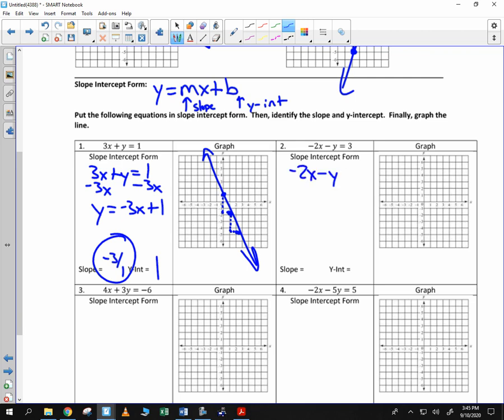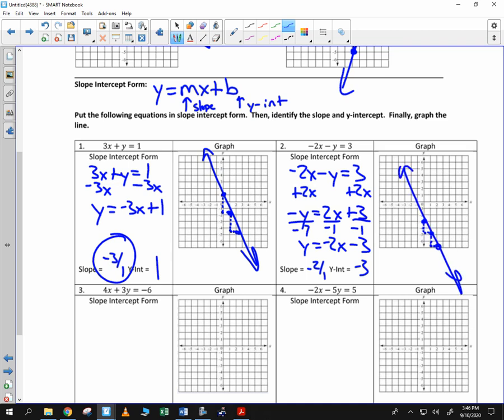-2x minus y is equal to 3. I'm going to add 2x to both sides. When I do, I get -y is equal to 2x plus 3. Divide by -1, and I get y is -2x minus 3. So the slope is -2 over 1, and the y-intercept is -3. I plot -3 on the y-axis. I go down 2 and over 1, down 2 and over 1, and that will create my line there.